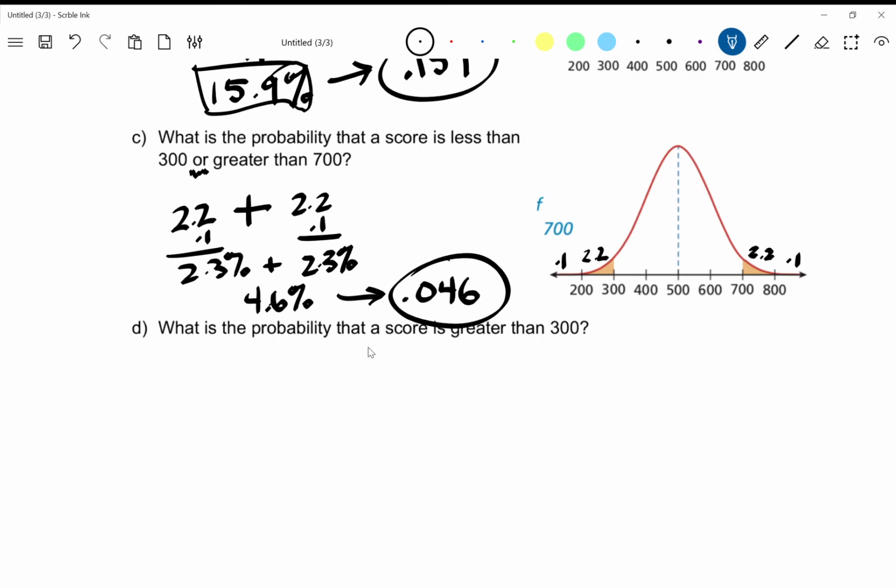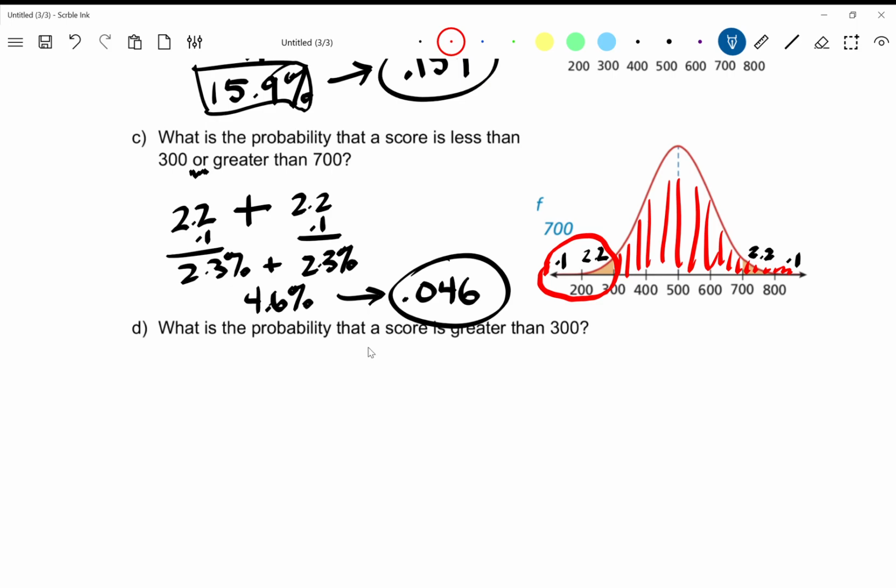And we don't have a picture for D. We're just going to kind of go from that. What is the probability that a score is greater than 300? So if I use this picture from up above, why don't I pick a different color here? If I use this picture from up above, well, greater than 300 would be everything over here. And this entire picture is 100% of the information, or 1.0 for probability.